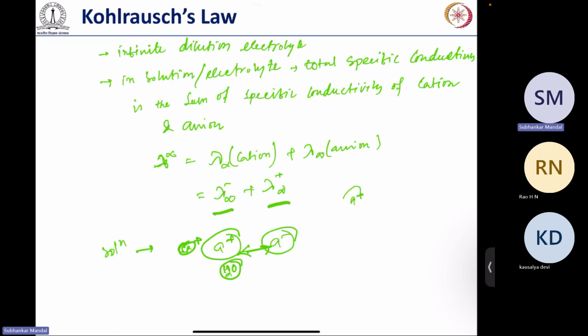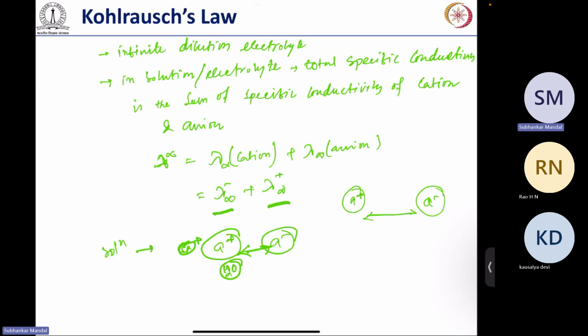So A plus, which is hydrated, and A minus, which is hydrated, are quite far from each other, so there is no interaction between the ions in the solution, and they can move freely inside the solution. As a result, whatever conductivity you get is the sum of the cation conductivity plus the anion conductivity.